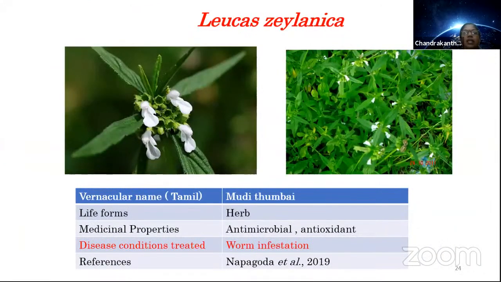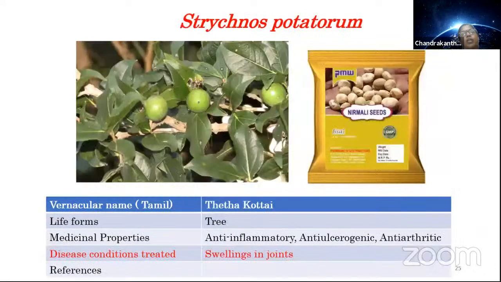So again, if you look at the leucas, it is a very common weed. You all must know it, being botanists and post-PhD students. But it has a very good effect, particularly in Sri Lanka for children. It is used because the drink of this weed has a very good anti-worm property.